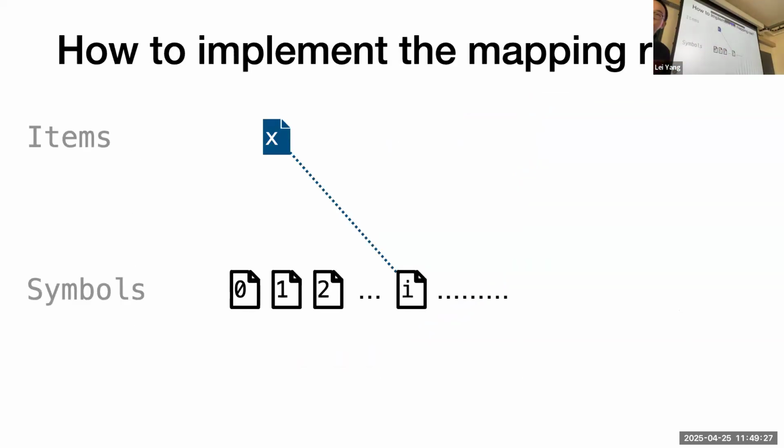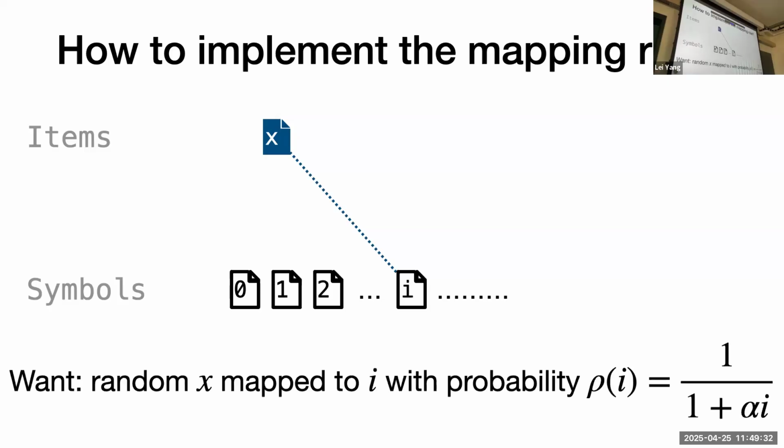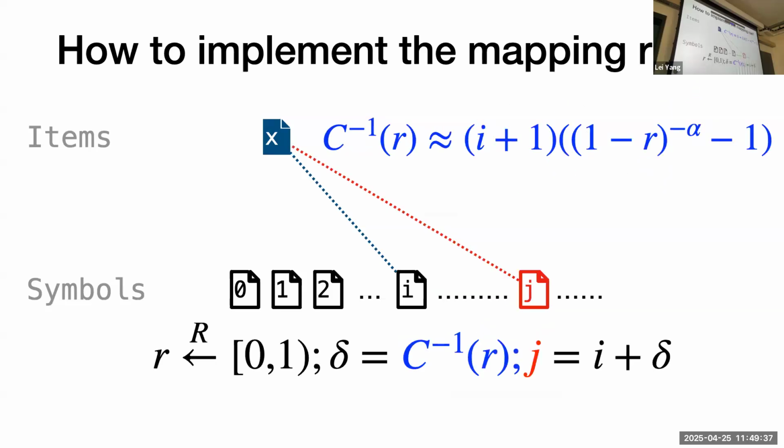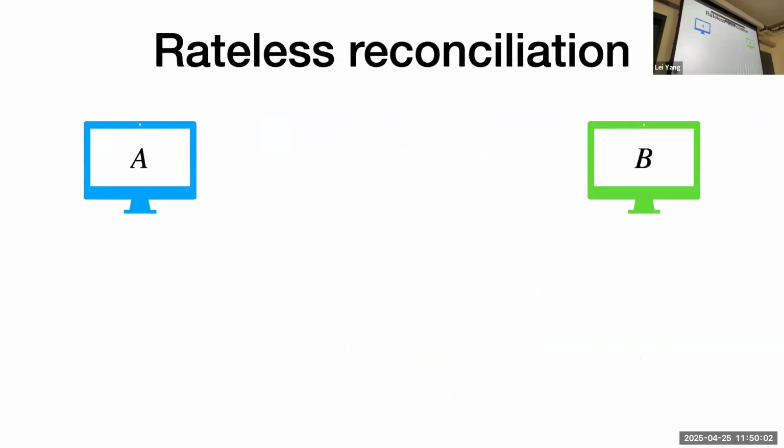And there's one small thing, which is how do you implement this mapping rule efficiently? I think I will skip it because it's just a very small arithmetic trick. Basically, it turns out that you can take any set of items and compute the ith symbol based on the source set of items using very low computation cost. Sorry, computation cost. I'll show some numbers afterwards.